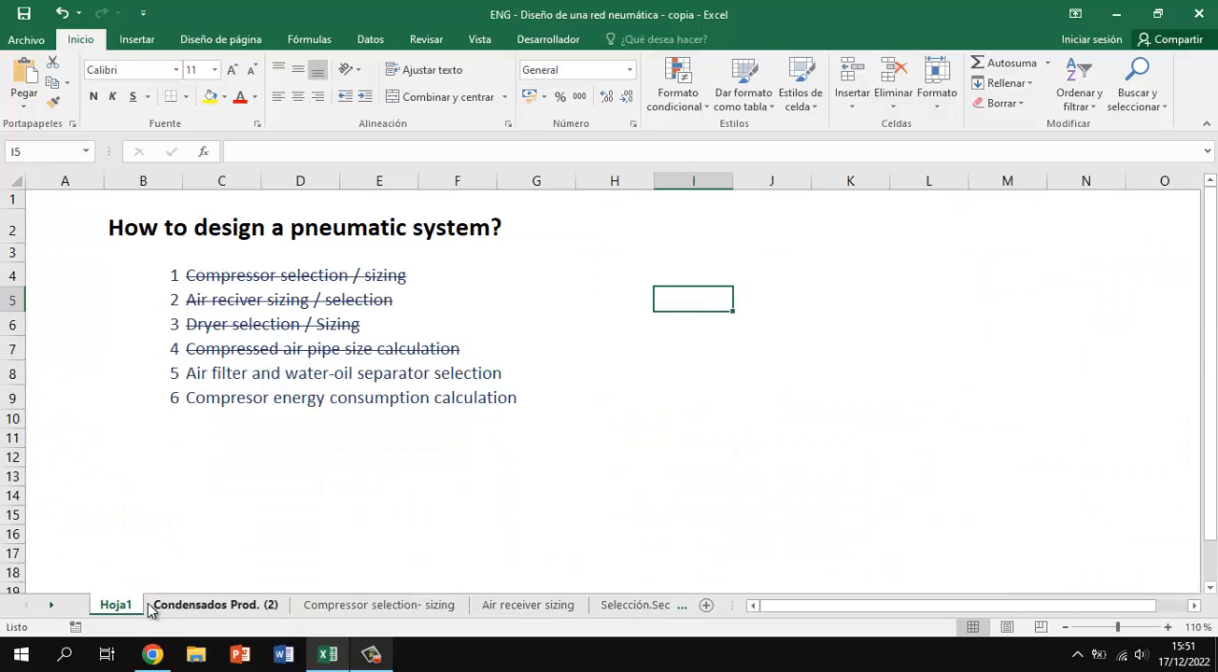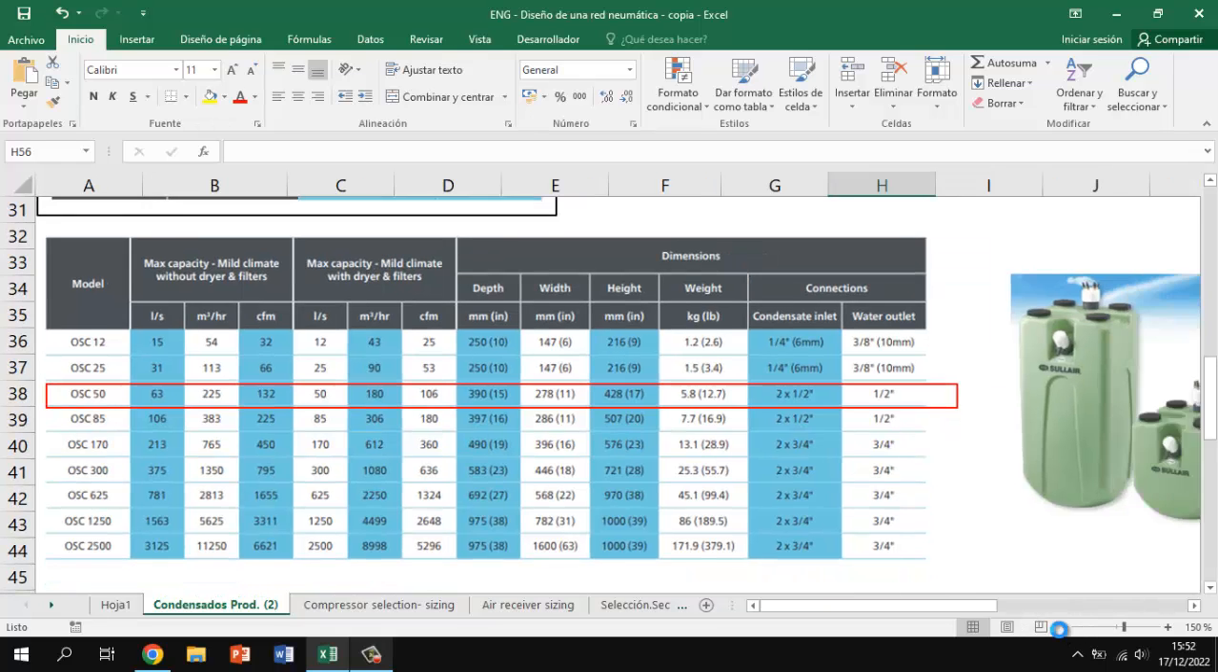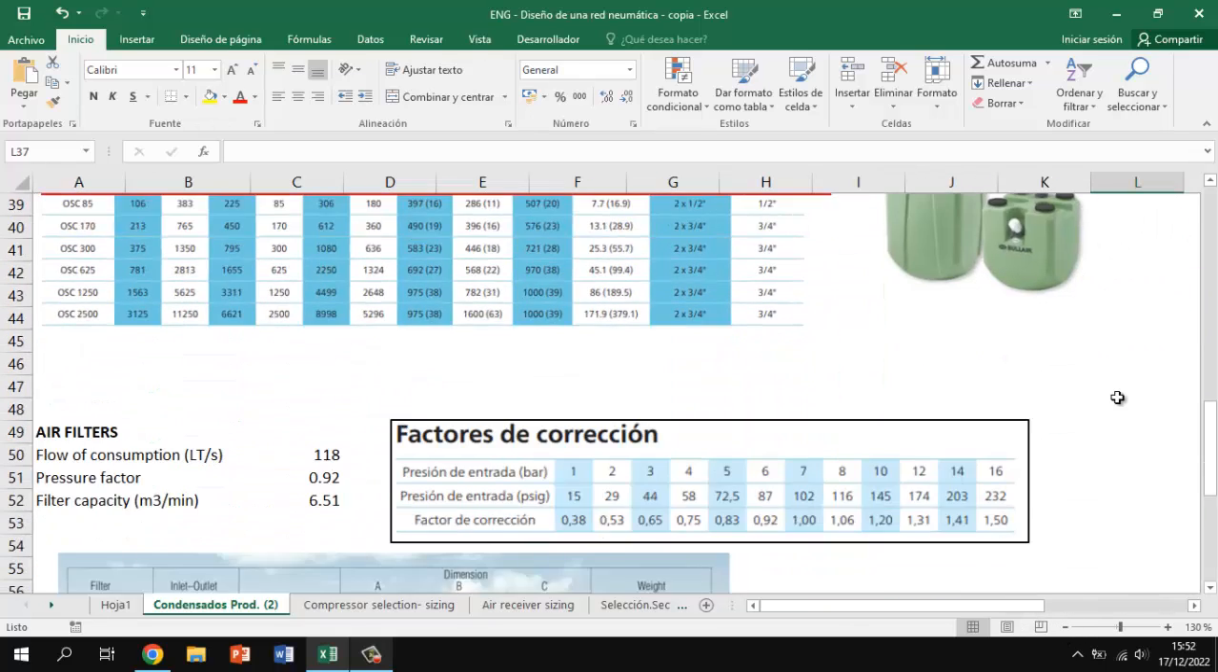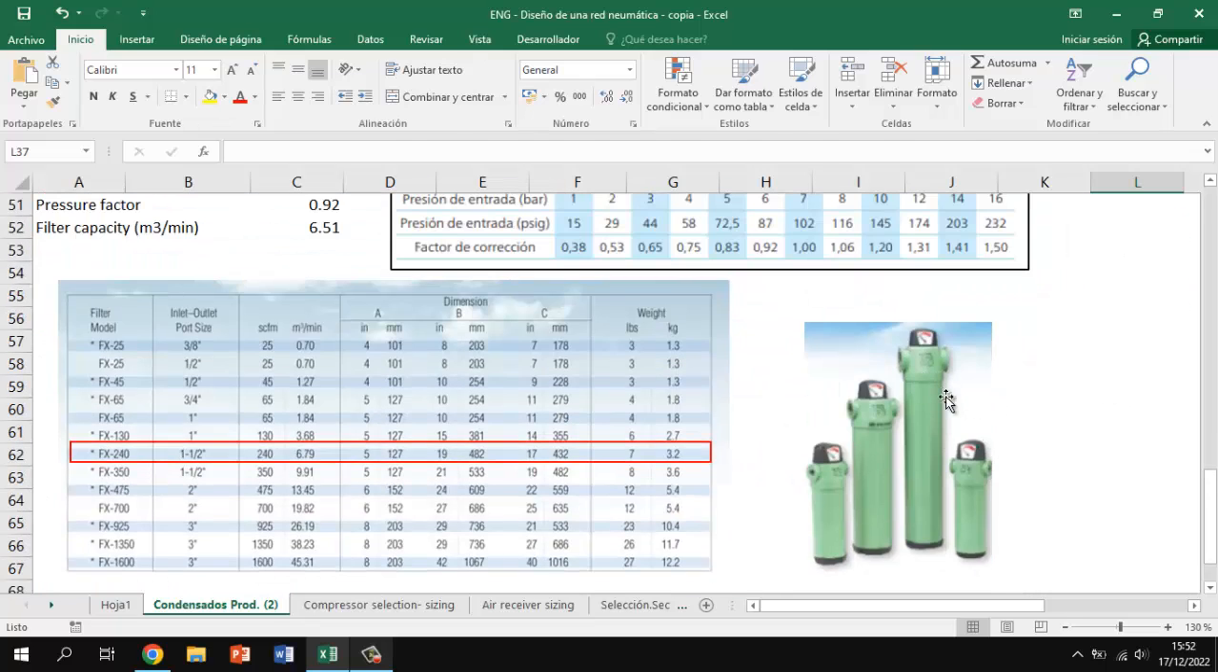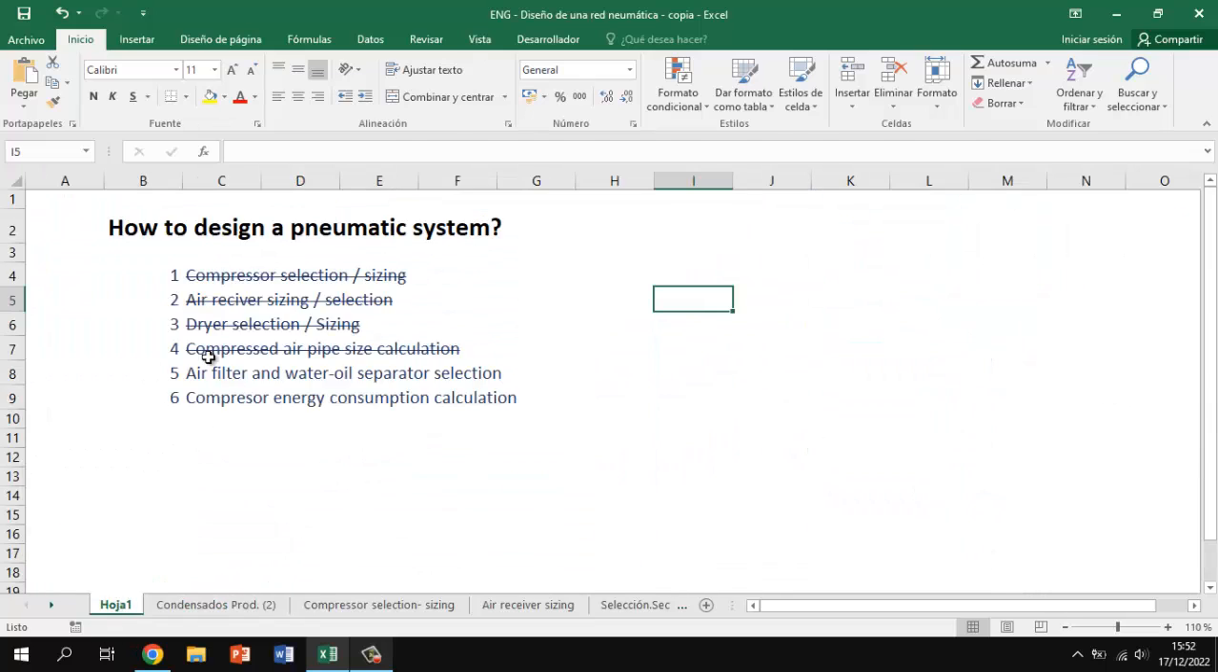Now we have some pictures here. This is the Schuler water oil separator and some typical air filters. So now we just complete this.